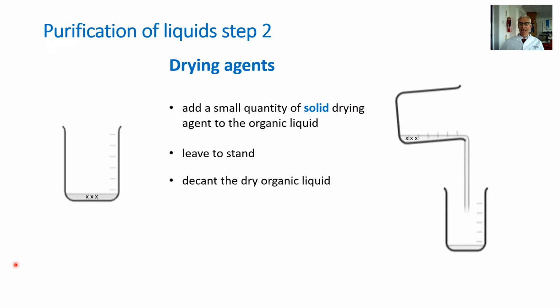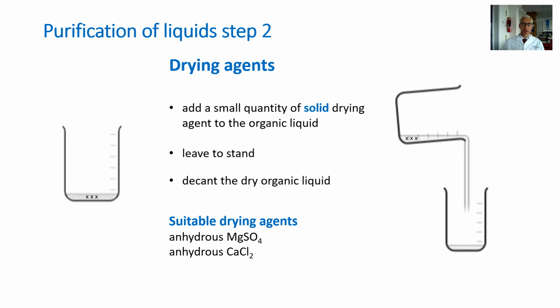And then you decant. So the word decant is sometimes not known. You're tipping away the liquid and collecting the liquid, leaving behind the solid in the original container. So that is called decanting. So you decant the dry organic liquid. So examples of drying agents would be anhydrous magnesium sulfate and anhydrous calcium chloride.